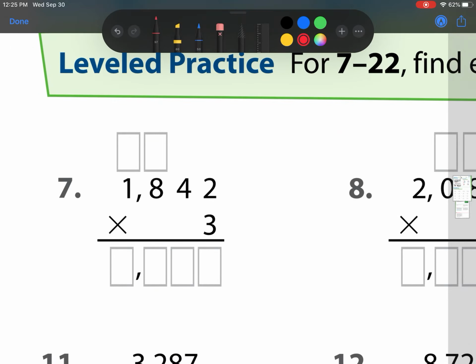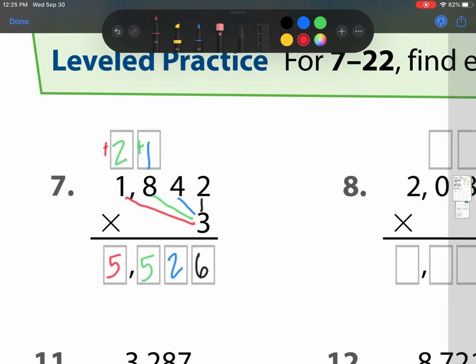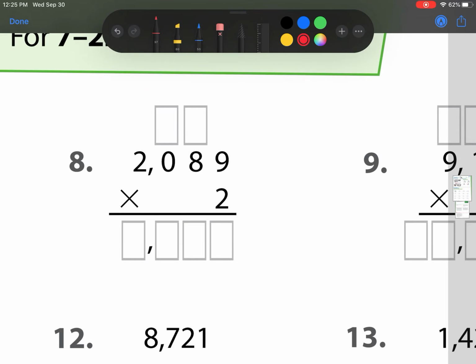Now for some more of our practice. We're going to use the same steps. 3 times 2 is 6. 3 times 4 is 12. Regroup that 1. 3 times 8 is 24, plus 1 is 25. Regroup that 2. And lastly, 3 times 1 is 3, plus 2 is 5.